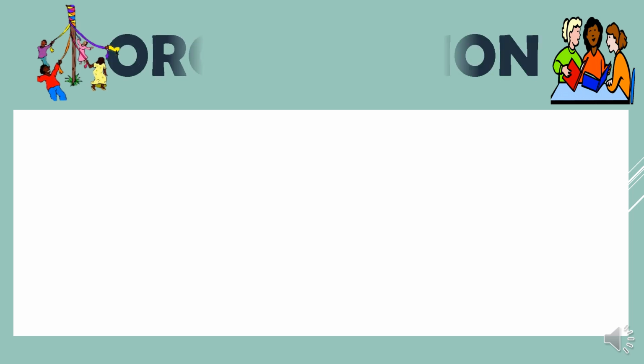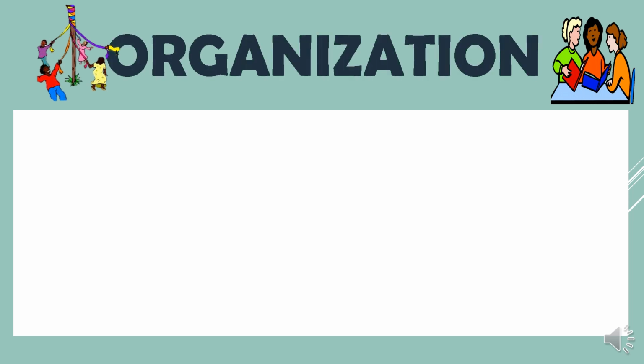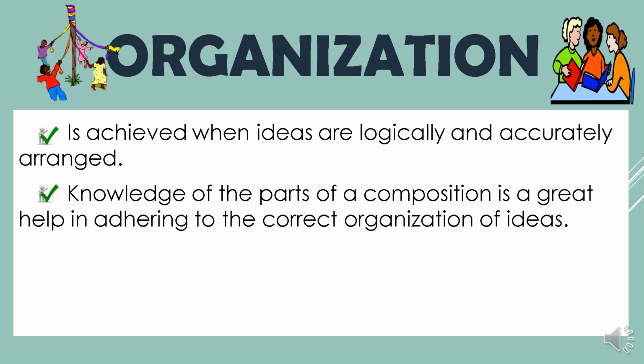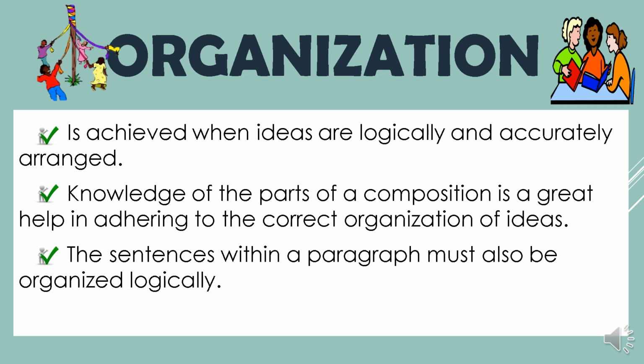The first property of a well-written text is organization. Organization is achieved when ideas are logically and accurately arranged. Knowledge of the parts of a composition is a great help in adhering to the correct organization of ideas. The sentences within a paragraph must also be organized logically. This is organization.